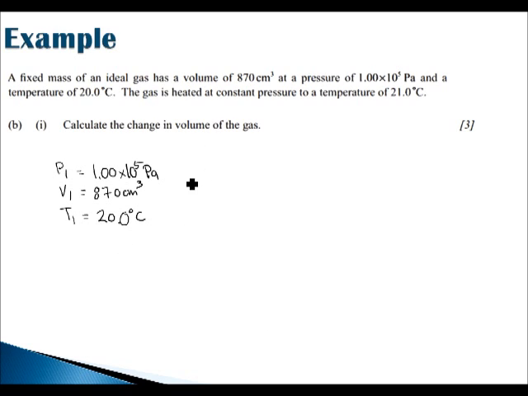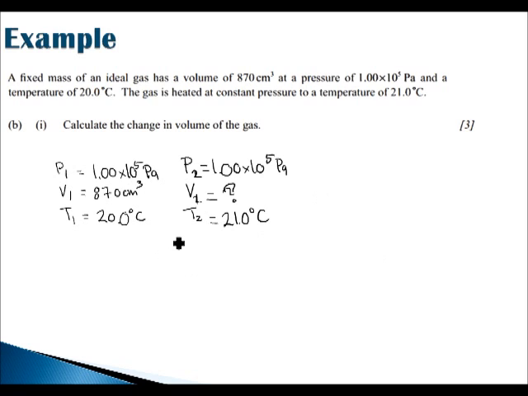20.0 degrees Celsius. The gas is heated at a constant pressure, T2, P2. Constant pressure, so the pressure is exactly the same, 1 atmosphere, 1.00 times 10 to the 5. To calculate the change in volume, well, we don't really know that, but we do know that the temperature changes to 21 degrees Celsius.